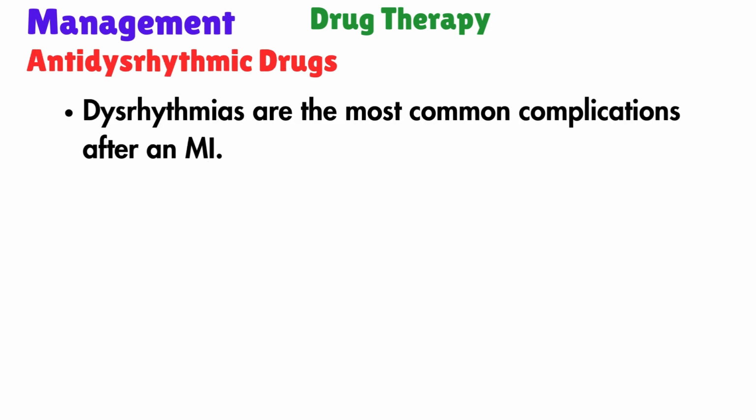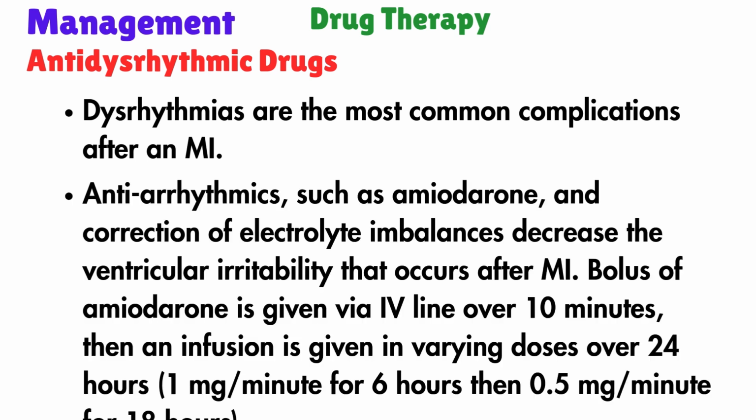Next drug of choice is anti-arrhythmic drugs. Arrhythmias are the most common complications after an MI. In general, they are self-limiting and not treated aggressively unless they are life-threatening. Anti-arrhythmics such as amiodarone and correction of electrolyte imbalances decrease ventricular irritability that occurs after MI.